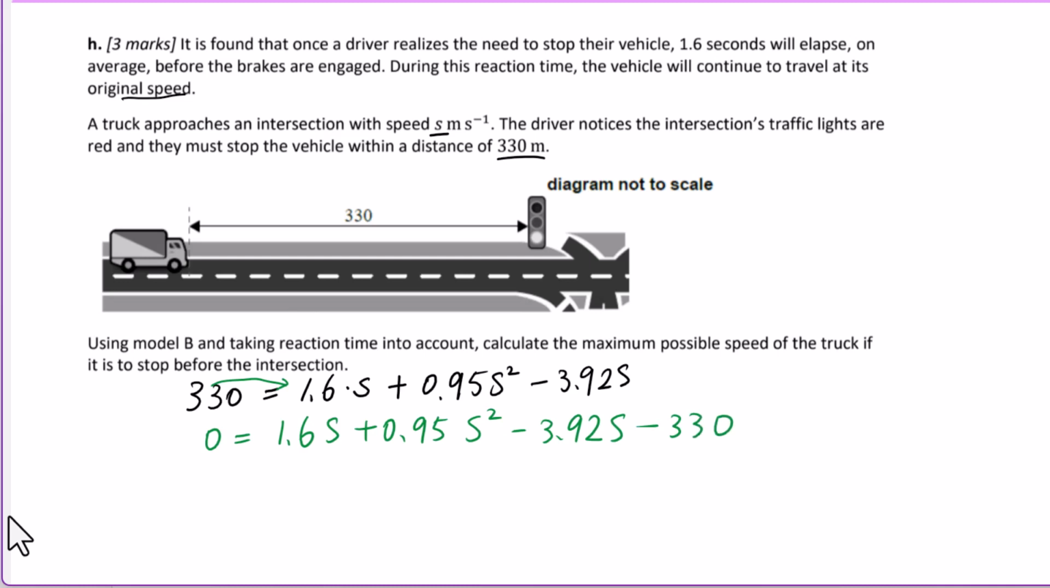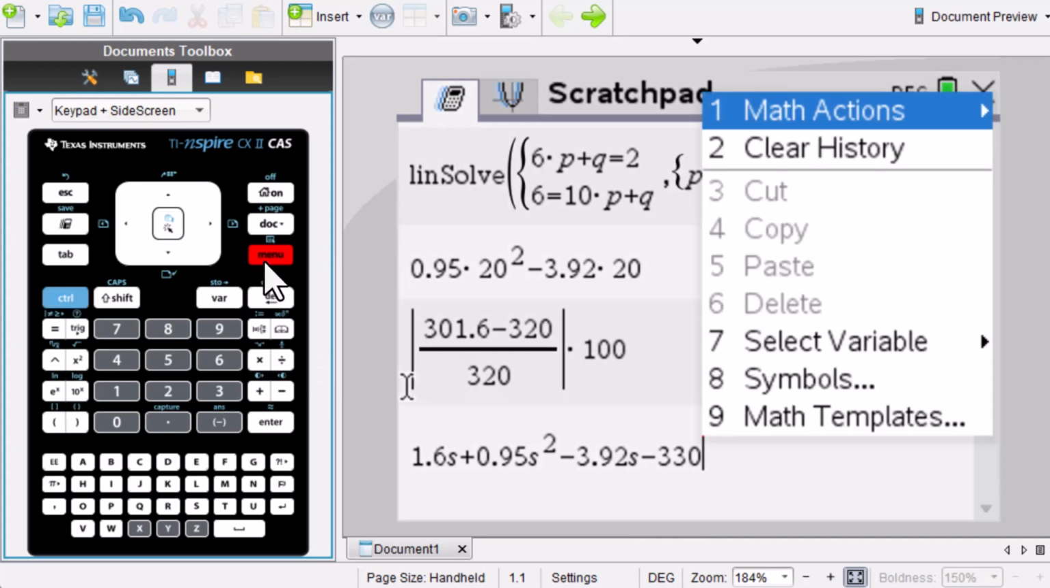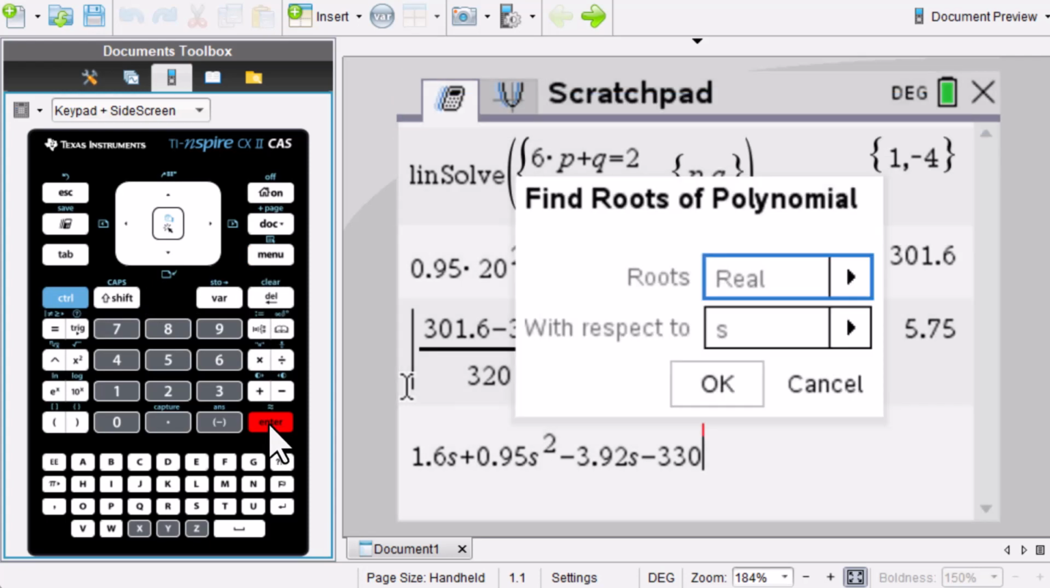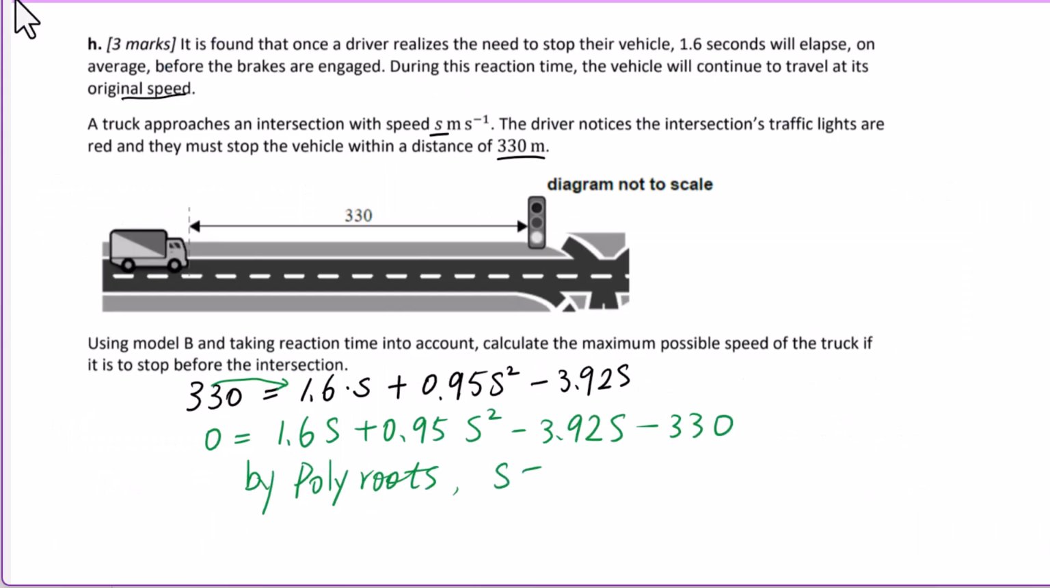Go to polyroots. We put this function into the calculator: Control, Menu, Math Actions, Find roots of polynomials, Enter. We are given two solutions. The positive one is the correct answer. Polyroots: s equals 19.9 meters per second.